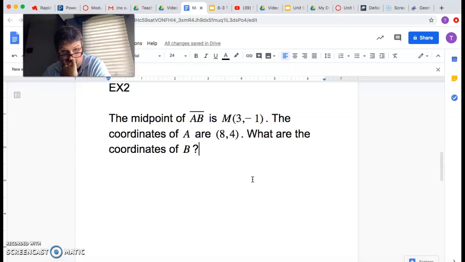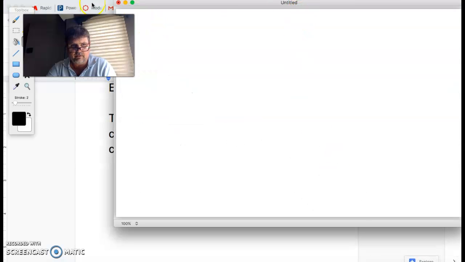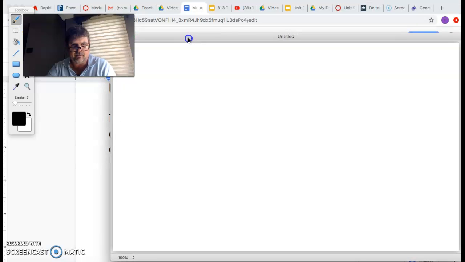One way is using graph paper or a graphing program of some sort. But I think I'll do it by hand first with a formula, and then I'll show you how to do it with a graph. All right.